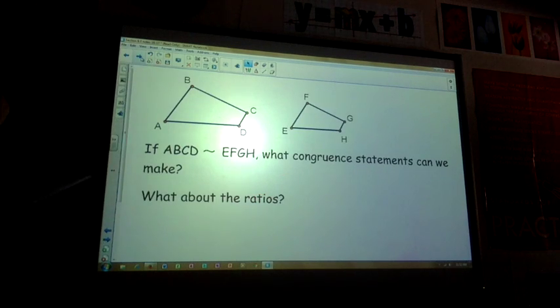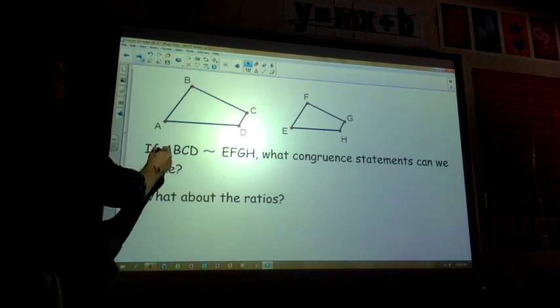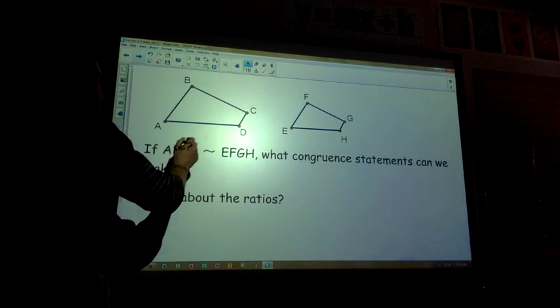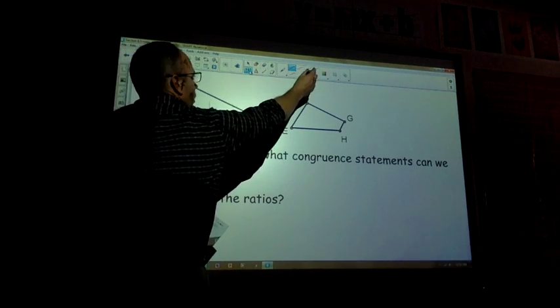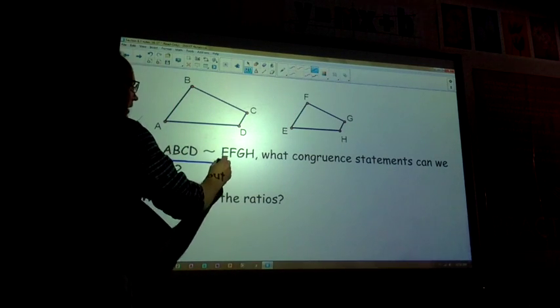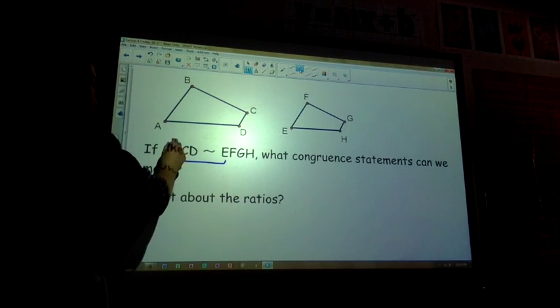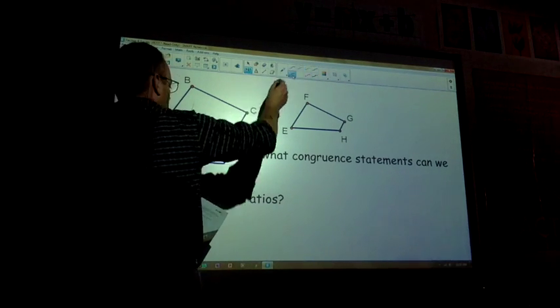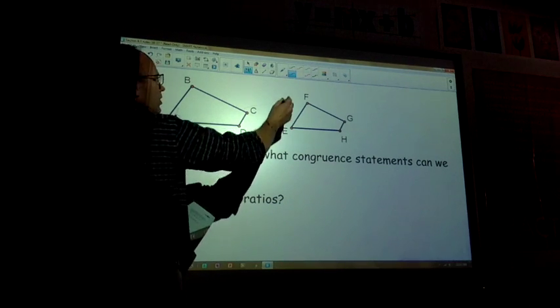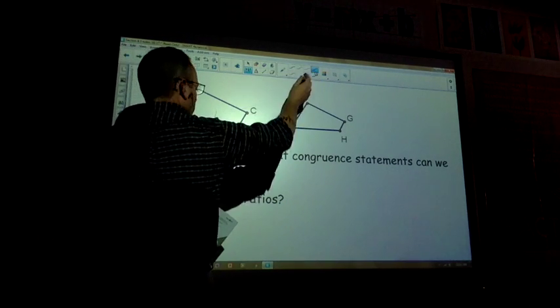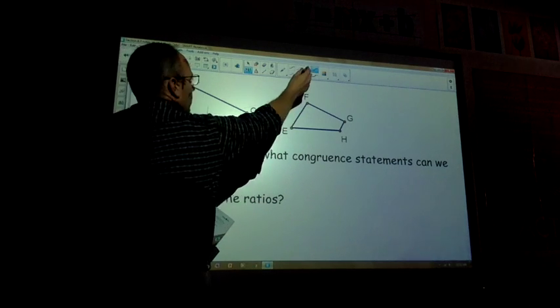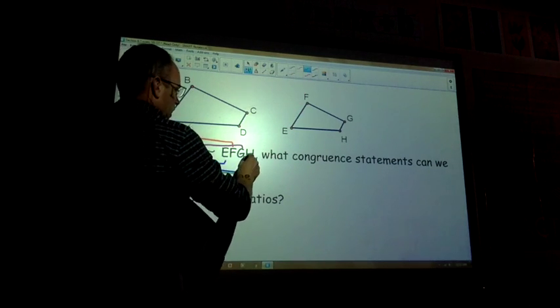All right. So if ABCD is similar to EFGH, the congruent statements would be angle A. Whoa, stop. Time out. Angle A and angle E are the same. Remember, congruence is the same. B and F are the same. C and G are the same angle. And D and H are the same.